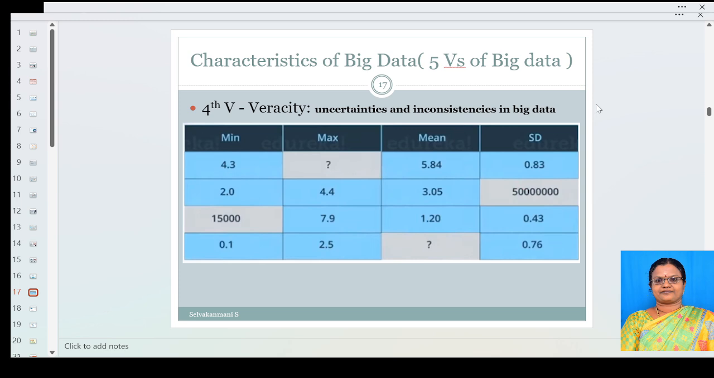So there might be values which might be missing, we call them uncertainty, and some values will be of higher range, we call them inconsistency. So this combination of uncertainty and inconsistency, we call veracity.